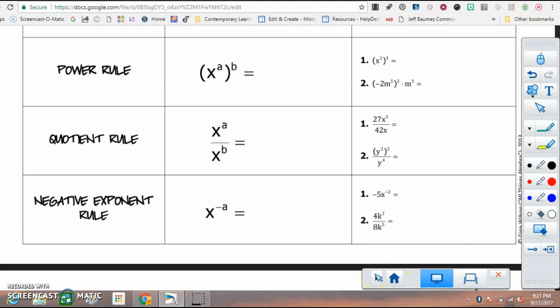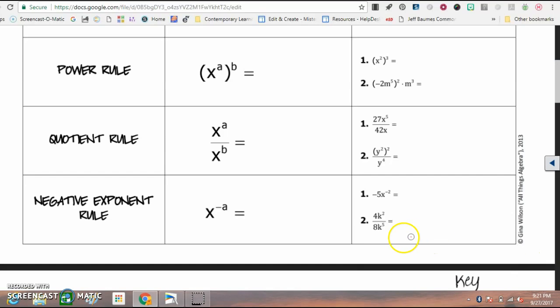Okay, we're back here and we were doing some practice. I lost everything when I used my mouse for a second, so let me rewrite the rule. This means 1 over x to the a. Gets rid of our negative exponent. Okay, let's try some together.